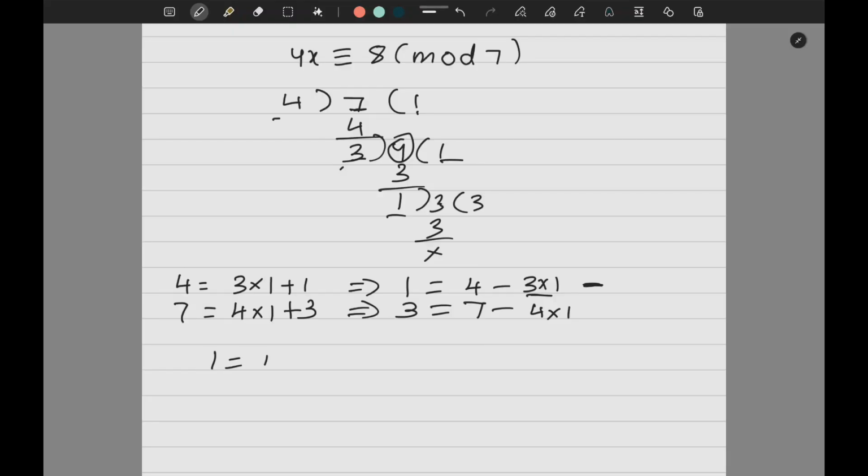Okay. Now start with the first equation. So 1 is equal to 4 minus 3 into 1. And this 3 should be replaced by this 3. Whatever is coming in the next equation, you have to replace that number only. So 1 is equal to 4 minus, in place of 3, I'll write 7 minus 4 into 1. Okay. Now again counting thing. Here usually students do the mistake, so carefully observe.